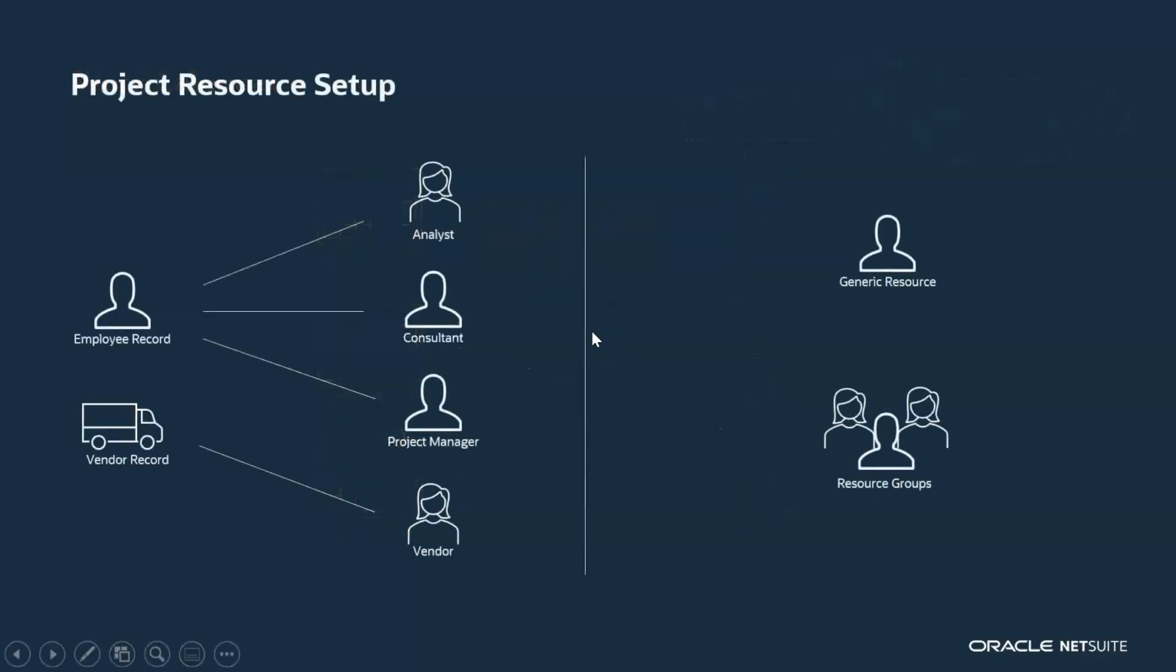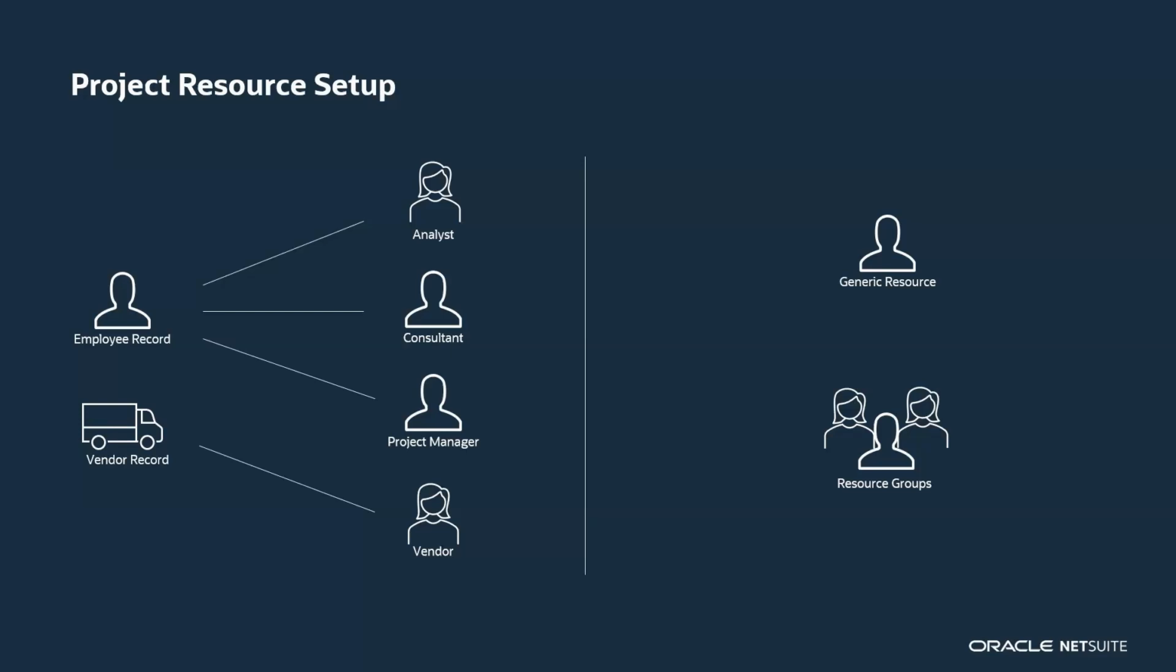Then the last thing we have in terms of setup is our project resource setup. The people that you assign and use as labor on a project, those are considered your project resources. These resources can be just your employees, but also vendors. You have to label them as a project resource. You cannot go into the system and pull any employee into a project. They have to be labeled as a project resource.